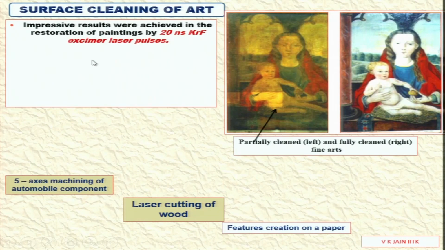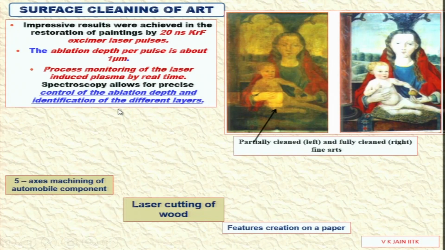Impressive results were achieved in the restoration of painting by 20 nanosecond KrF excimer laser pulses. The ablation depth per pulse is about 1 micrometer. Process monitoring of the laser induced plasma in real time spectroscopy allows the precise control of the ablation depth and identification of the different layers. So you can clearly see the difference between clean painting and unclean painting.